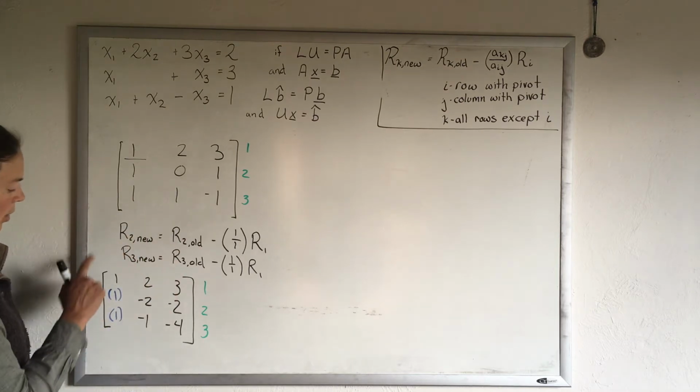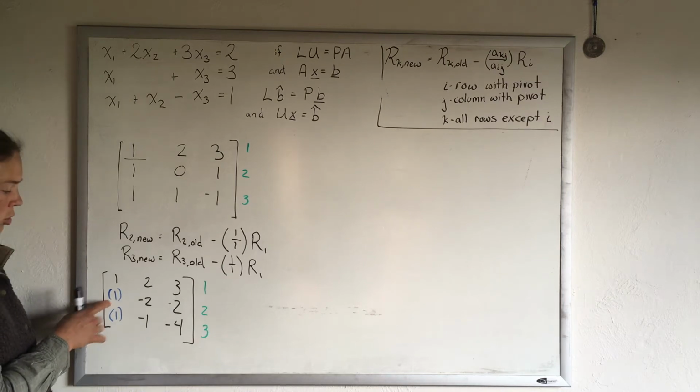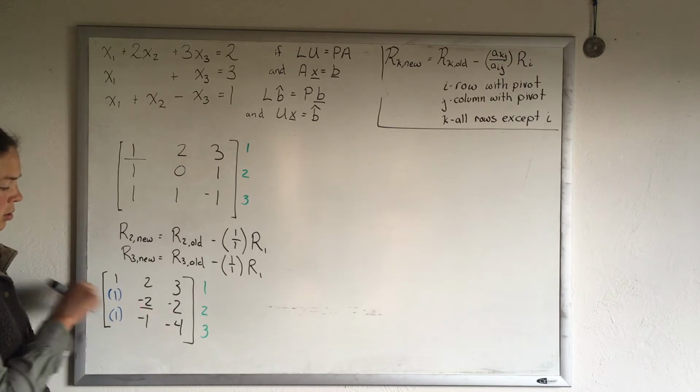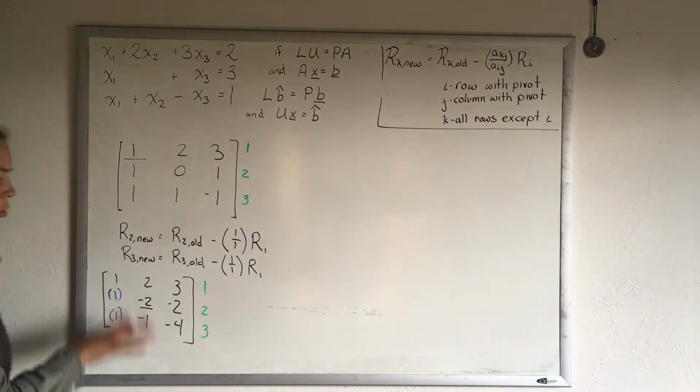So our next pivot element, row 2, and it looks like we have a 1 here, but that's actually a 0, so the first column with non-zero is column 2, so that negative 2 is our pivot element. And then we only need to do the rows below that.